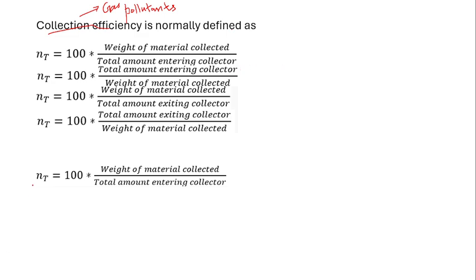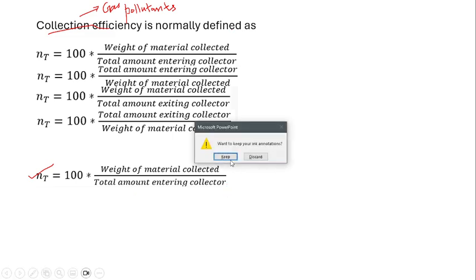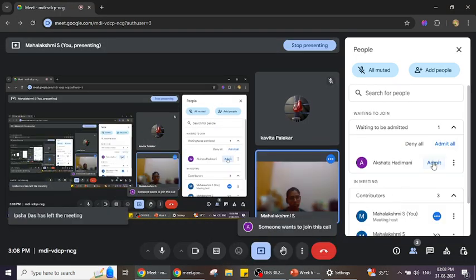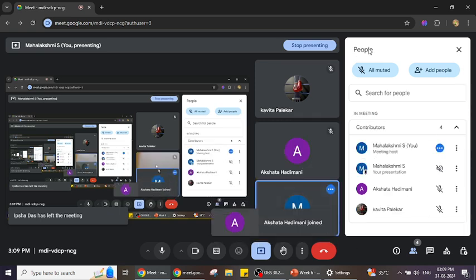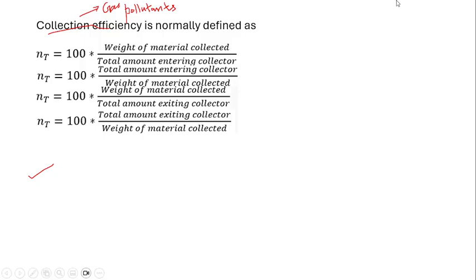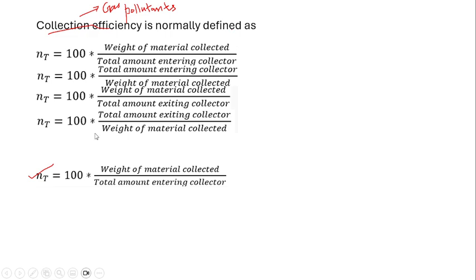It is obtained by using this relation: total efficiency, eta T, is equal to 100 into the weight of the material collected divided by the total amount entering into the collector.